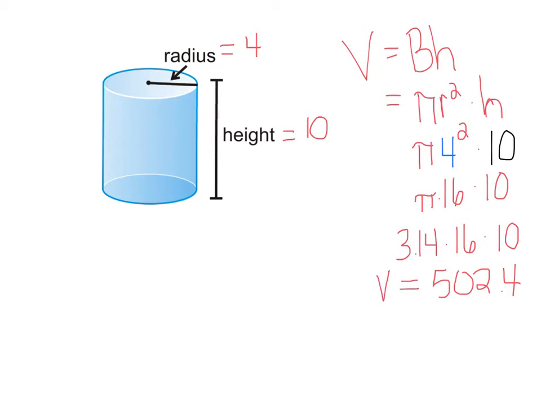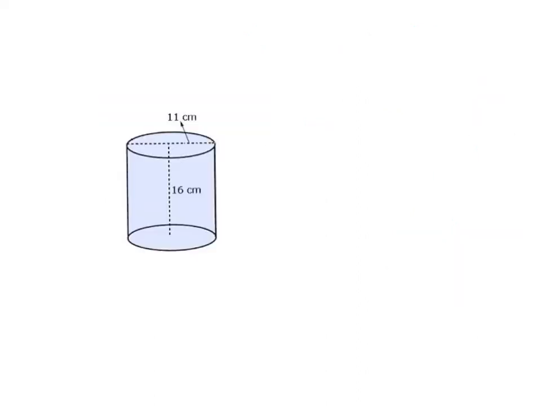Now, a label for volume would be whatever unit it is. So in this case, we don't have a unit, so we just say units, and volume is always cubed. So 502.4 units cubed. So here we have a cylinder, and we have a diameter of 11. So diameter goes all the way across the circle, and that's going to change things because in order to find the volume, we have to know the radius.